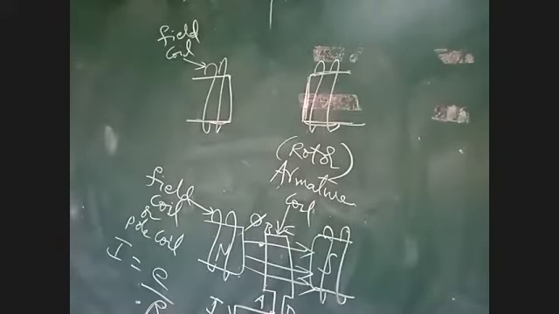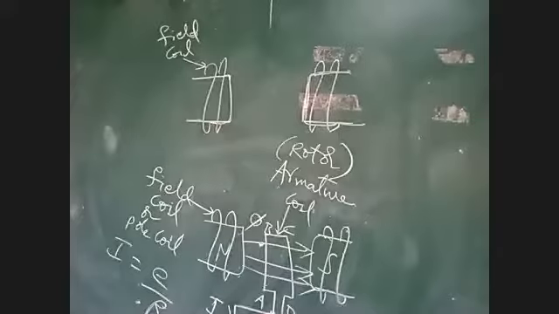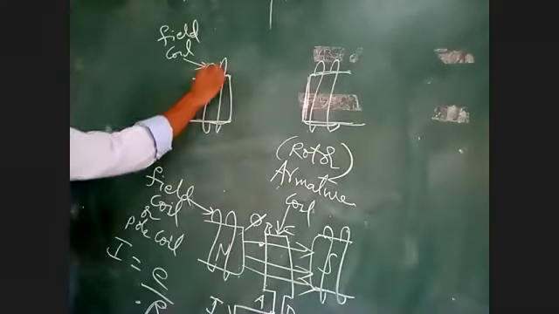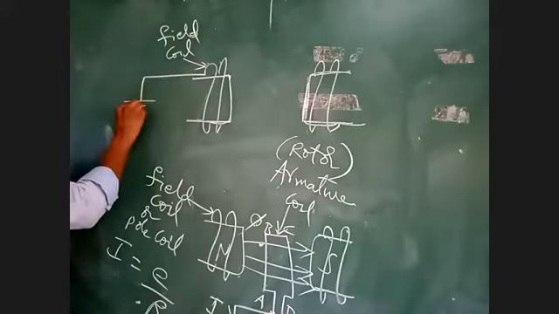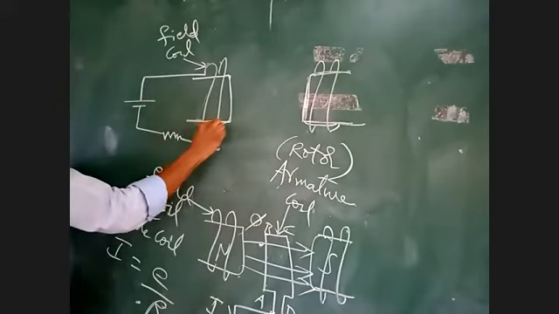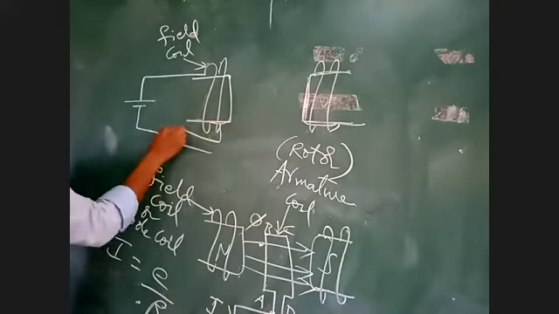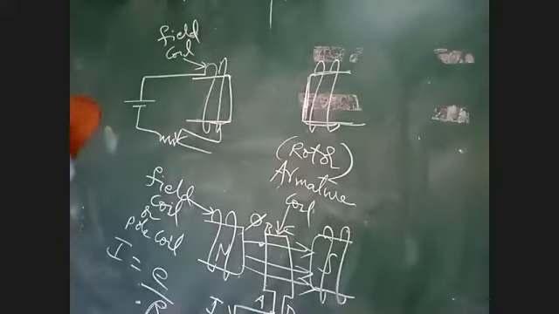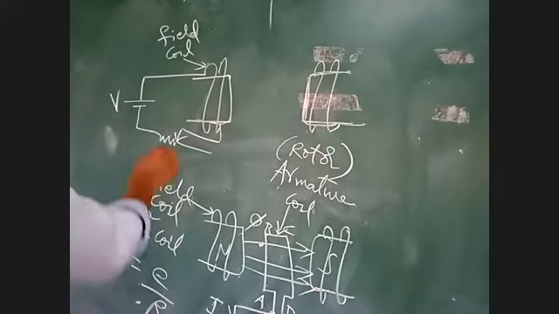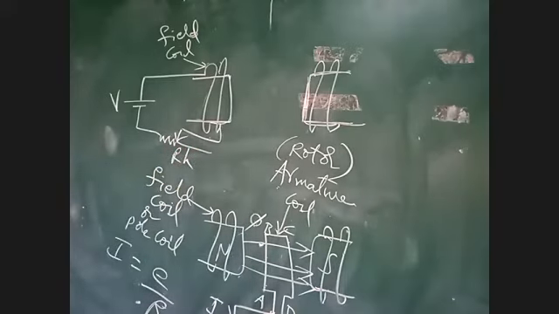How to make these iron pieces as magnets? By passing current through a coil. See here, I am winding one coil on the iron piece. That coil I am connecting to some DC voltage. That coil is called the field coil. I am connecting it to the DC voltage, and I am connecting one variable rheostat here. This is the jockey point.